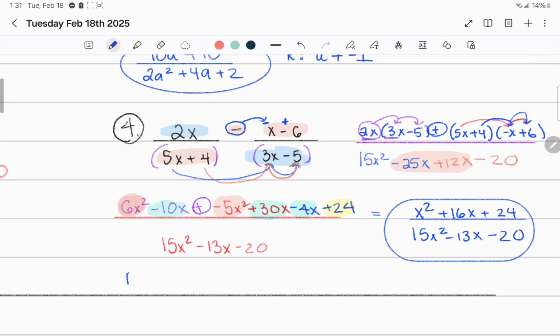So let's go back and do our restrictions. So for this restriction, it would be the opposite of positive 4, and then the 5 goes underneath. So x cannot equal negative 4 over 5. And then for this one, x cannot equal positive 5, and then the 3 underneath. So we do the opposite of this with the other number underneath.